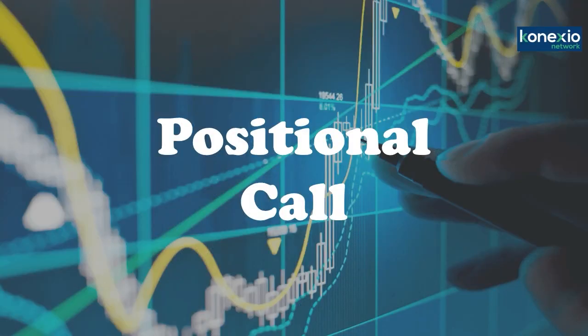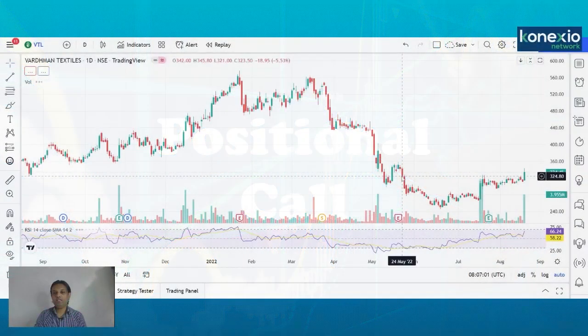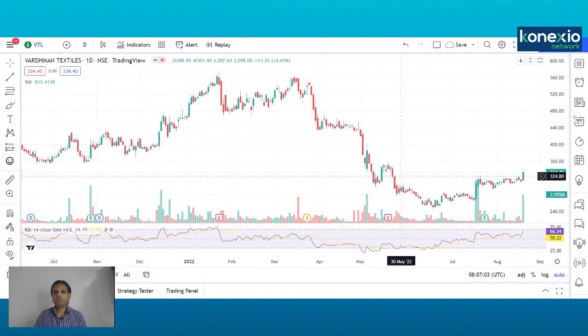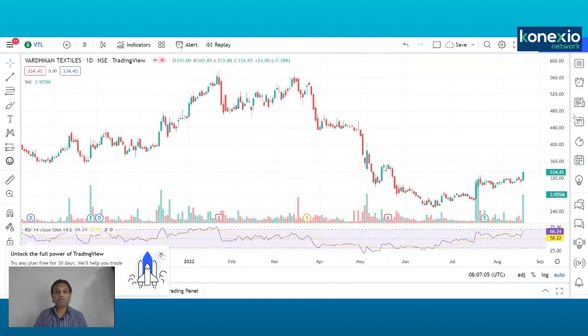So now let us come to the final segment of our show, which is the positional call. I've identified one stock from the textile industry. The name of the stock is Vardhman Textile. The stock has corrected significantly from its lifetime high. It is in the oversold region. You can see that some sort of buying was also seen in this particular stock.